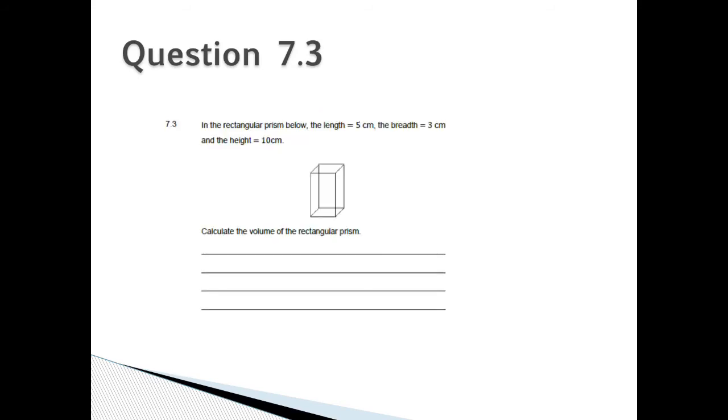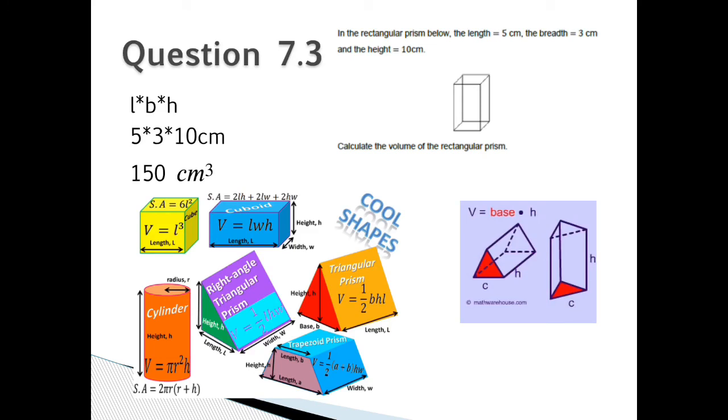Question 7.3. In the rectangular prism below, the length is 5 centimeters, the breadth is 3 centimeters, the height is 10 centimeters. Calculate the volume of the rectangular prism. The surface area of a cube is equal to 6 length squared. The surface area of a cuboid is equal to 2 times length times height plus 2 times length times width plus 2 times height times width.